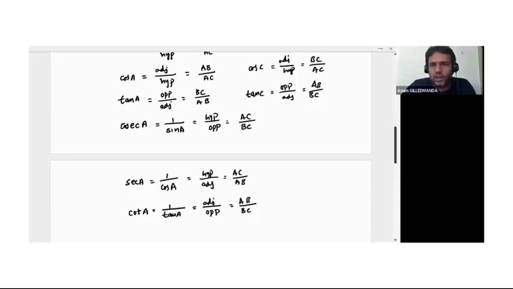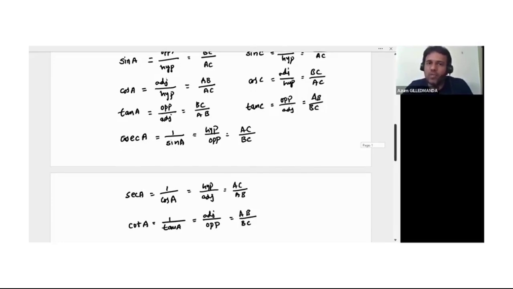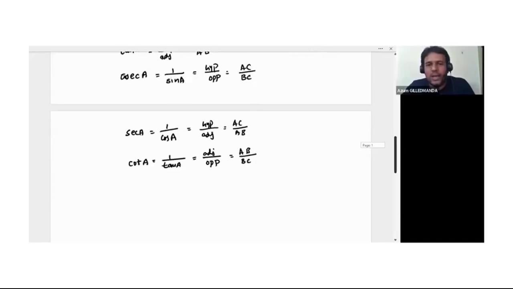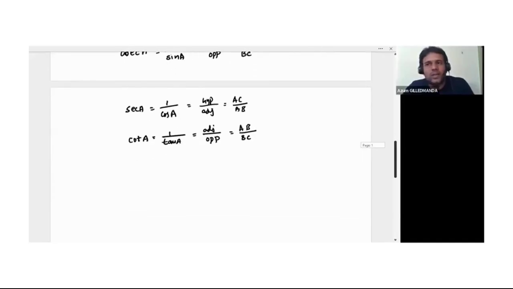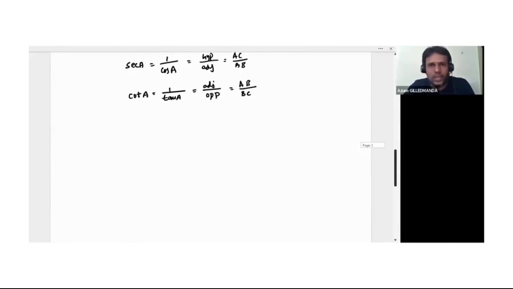So basically, these are 6 trigonometric ratios: sin A, cos A, tan A. Those are the primary trigonometric ratios. And then we also have reciprocals for these. That is cosecant A, secant A, and cot A. Cosecant A is the reciprocal of sin, secant is the reciprocal of cos, and cot is the reciprocal of tan. So cot A is 1 by tan A, secant is 1 by cos A, cosecant is 1 by sin A. Now, how are these trigonometric ratios helpful in solving the problems? That's what our main objective is, right?